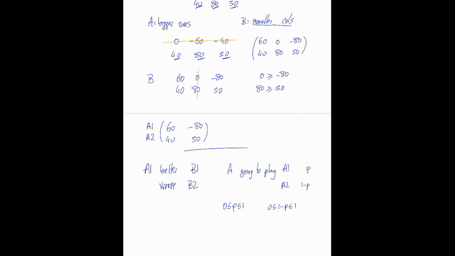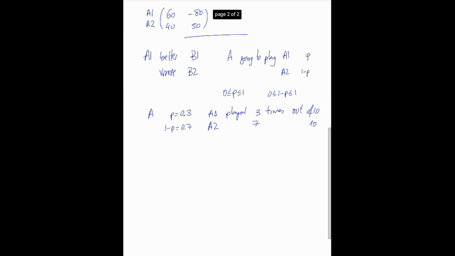What A will do, A will toss a coin, say, and we'll play, for example, if P is 0.3, means A1 is played 3 times out of 10, and A2, which will be 1 minus P, 0.7, is played 7 times out of 10. That doesn't mean that player A will do A1, A1, A1, and then A2 up to 10. No, this is not the correct way to think about it.